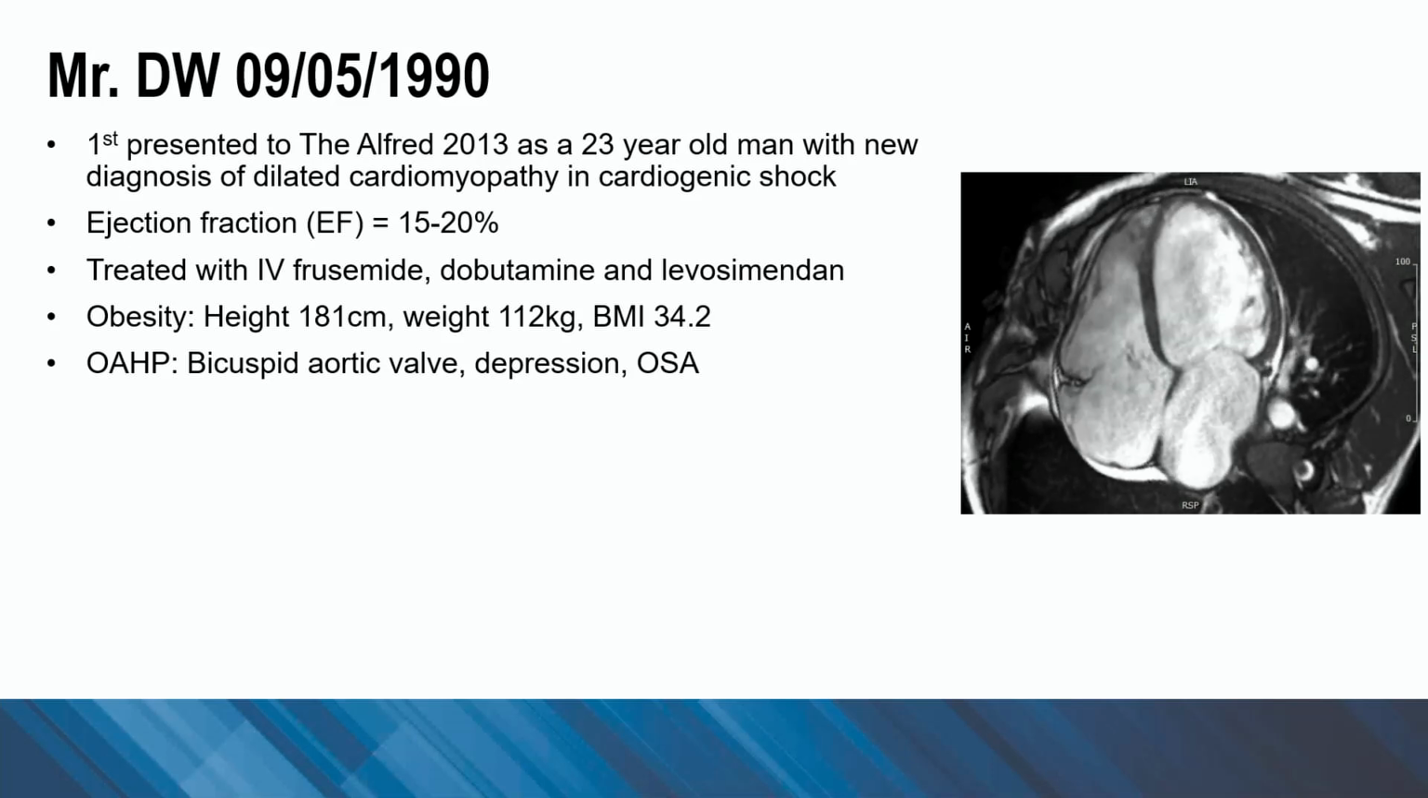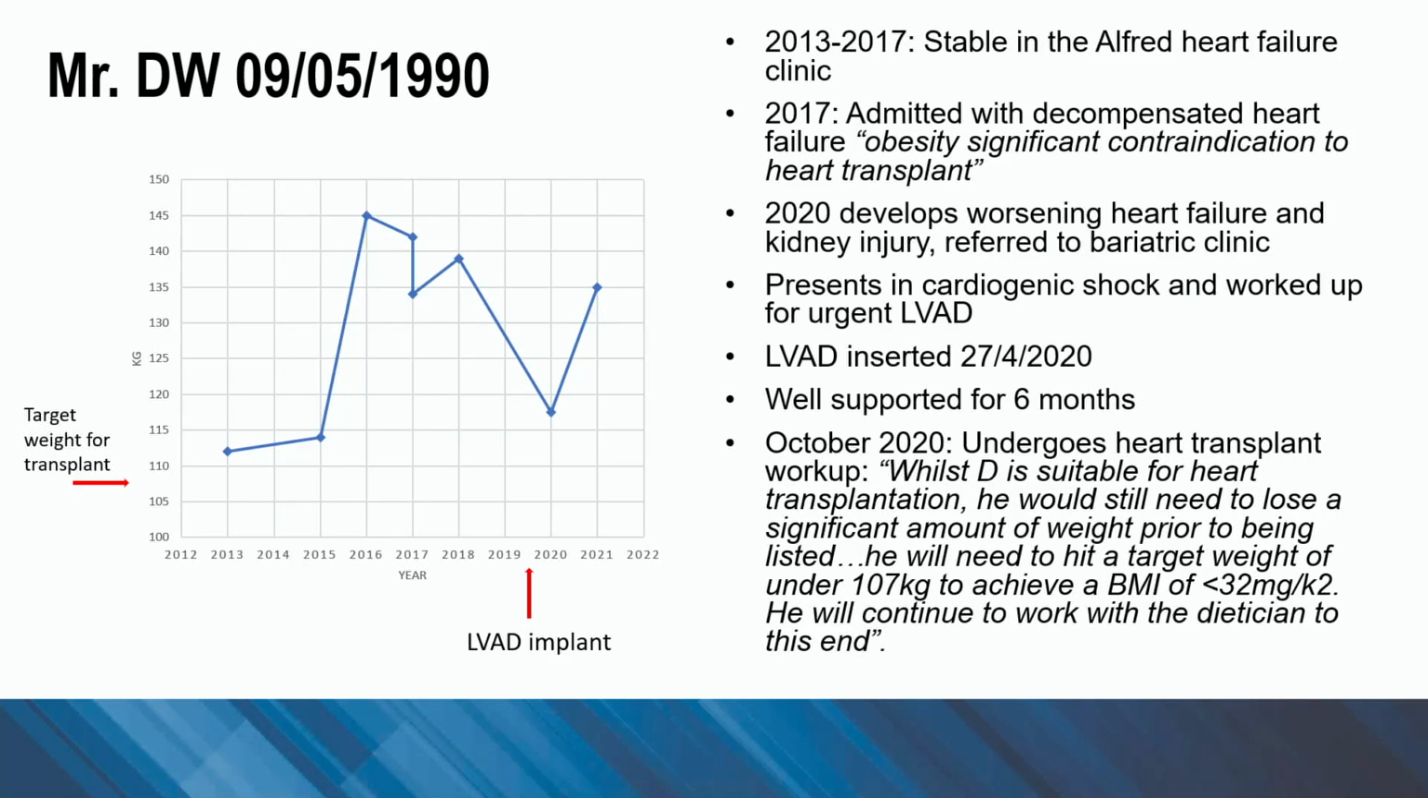So my last case is Mr. DW. He first presented to the Alfred in 2013 as a 23-year-old man with a new diagnosis of dilated cardiomyopathy with a heart that didn't really move at all in cardiogenic shock. His ejection fraction was about 15 to 20%, and he was treated with IV furosemide, dobutamine, and levosimendan. He was obese at that time with a BMI of 34.2, carried most of it in his tummy, so you can't really see it there. And he also had a bicuspid aortic valve, which wasn't thought to be contributing to cardiomyopathy, depression, and obstructive sleep apnea. He was in our heart failure clinic from 2013 to 2017, very stable.